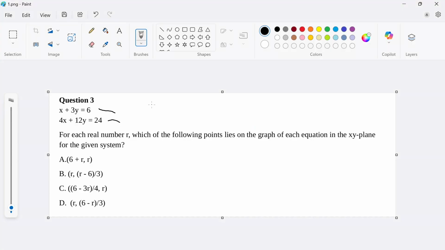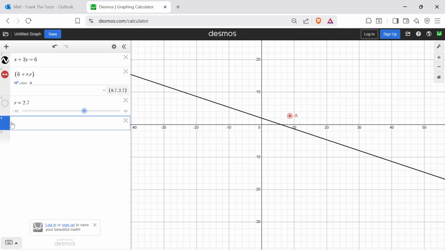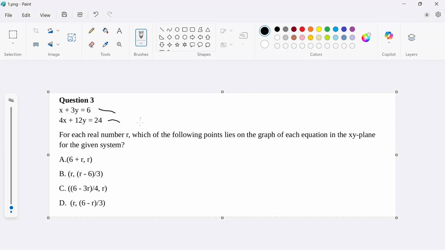All right, B: r minus 6 over 3. r, comma, r minus 6 divided by 3. And then I put the closed parenthesis. I label it point B. And notice that one is also on the line for one value. It looks like about 6, but it's not for any other value. Okay, so it's got to be for all values.